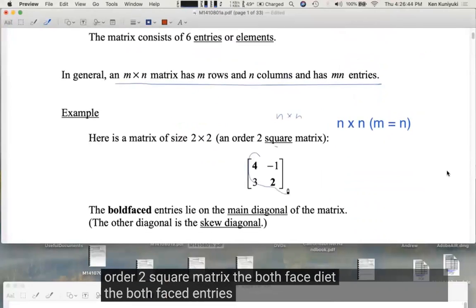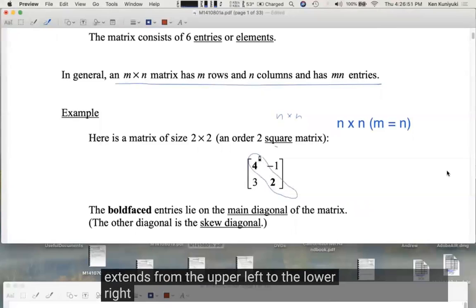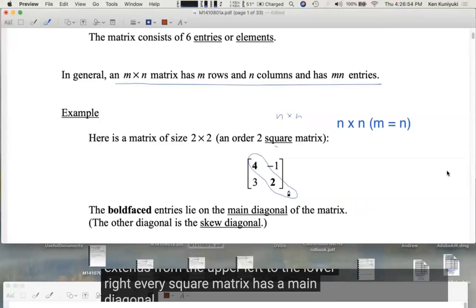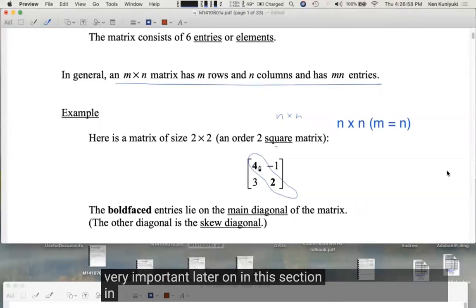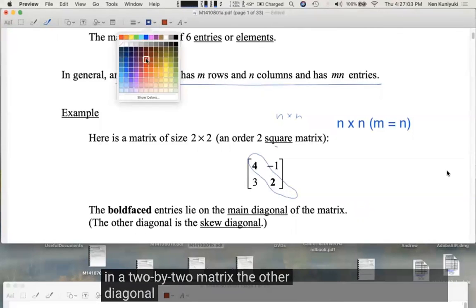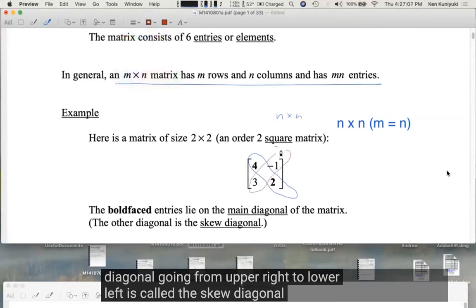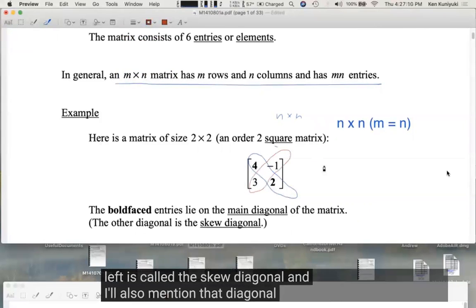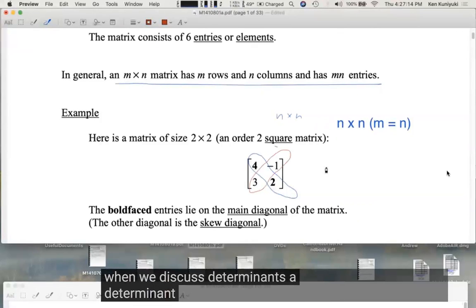The bold-faced entries here lie on what's called the main diagonal. It extends from the upper left to the lower right. Every square matrix has a main diagonal, and we're going to see that's very important later on in this section. In a 2 by 2 matrix, the other diagonal, going from upper right to lower left, is called the skew diagonal. And I'll also mention that diagonal later on when we discuss determinants. A determinant is a number we relate to this kind of matrix.